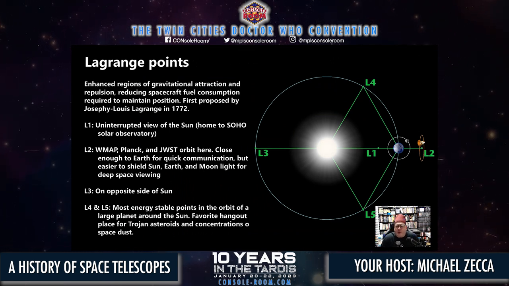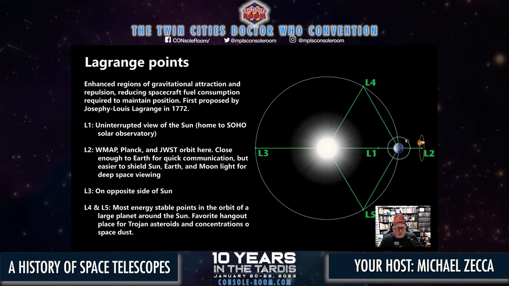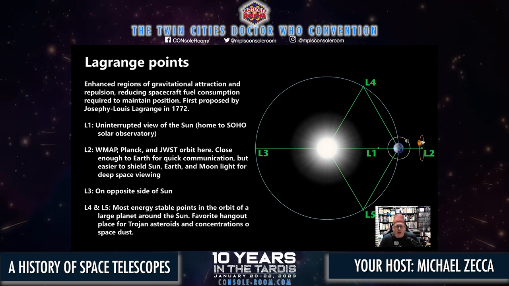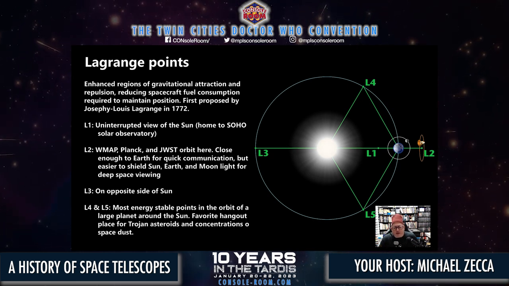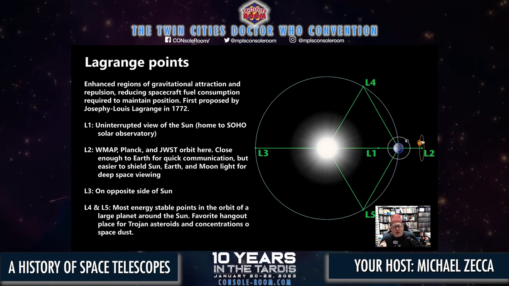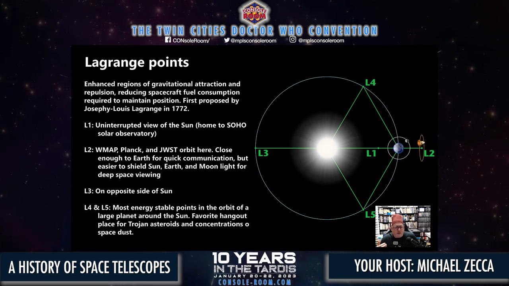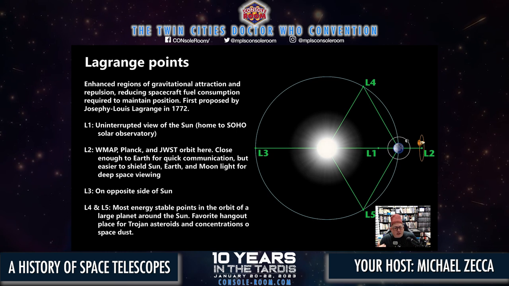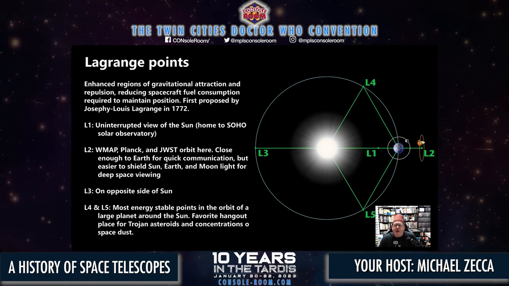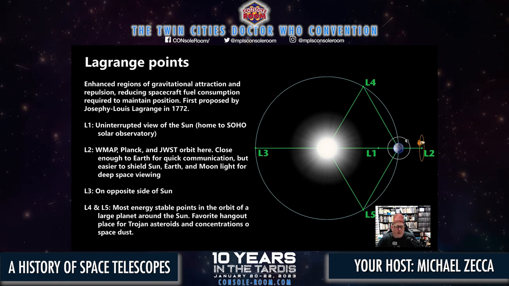So again, when we're talking about orbiting it, when you have two large gravitational objects, massive objects like the sun and the Earth, you've got five places in orbit around them that have some relative stability in terms of energy, in terms of gravitational attraction and repulsion. And when it's like this, you've got some things canceling out, so you don't have to use quite as much fuel to keep the object in that orbit successfully.